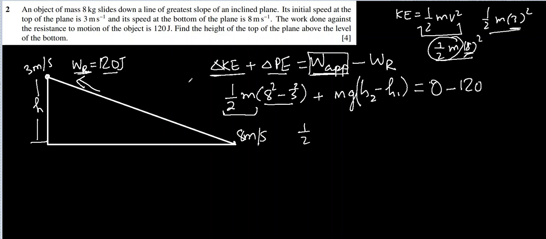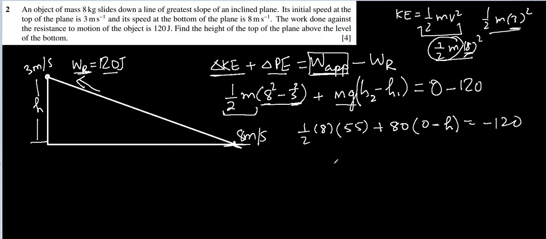Half m is known to us, 8 kg, so I should have written 8 also. 8 square is 64 minus 9 is 55, plus m is 8, g is 10, that makes mg as 80. h2 is 0, it is finally at 0 height, ground, minus the initial height h, equal to minus 120. So h is the only unknown here, and that's what they're asking us to find out.